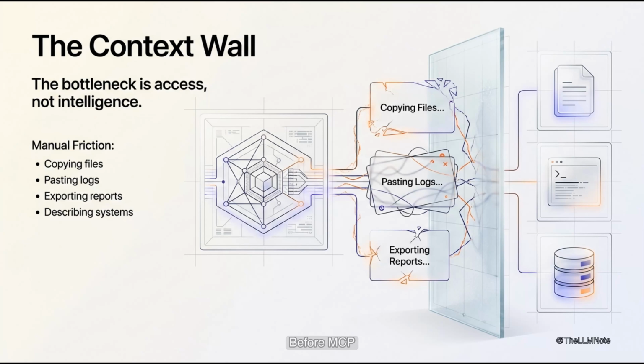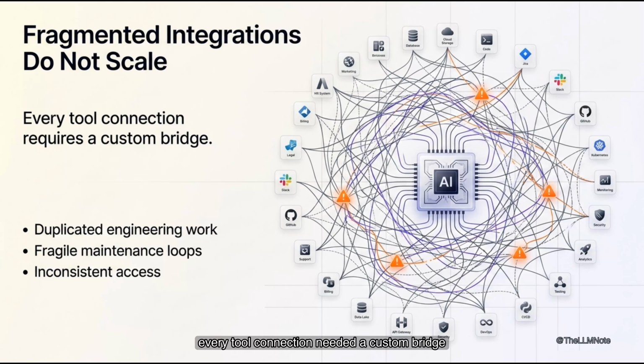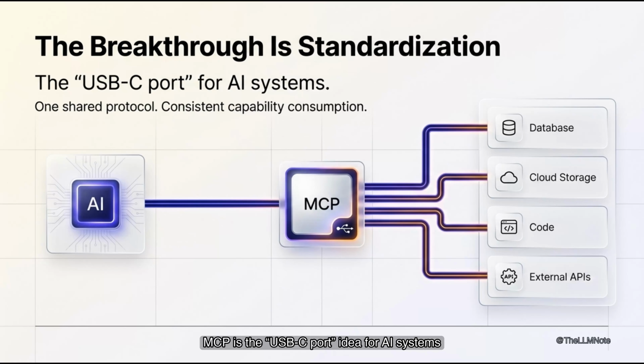Before MCP, every tool connection needed a custom bridge: one connector for GitHub, another for Slack, another for Postgres, another for internal files. That creates duplicated work and fragile maintenance. MCP reframes the problem as a shared protocol where servers expose capabilities and clients consume them consistently. Anthropic's MCP is the USB-C port idea for AI systems, one common interface for many external sources.